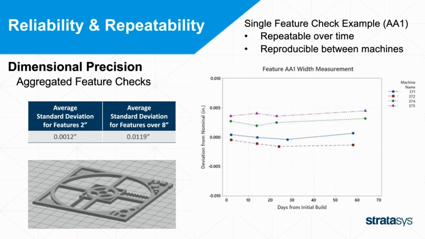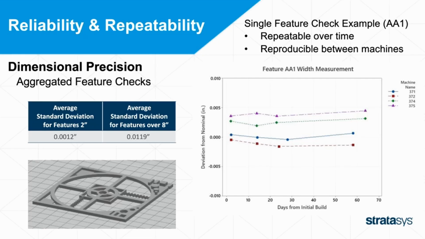Looking dimensionally, we show a similar story. We have this 9-inch check part. It has features that range from about 1/8 of an inch up to 9 inches in size that we're able to measure on a CMM to see how it measures dimensionally. This part was printed at several points in time throughout the study as well. And once again, we show that we are repeatable over time, particularly on a given machine, and also reproducible between machines.